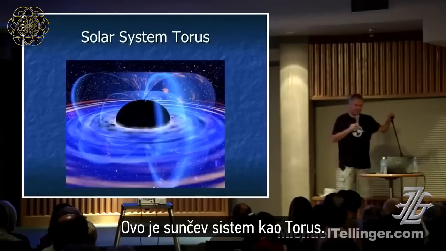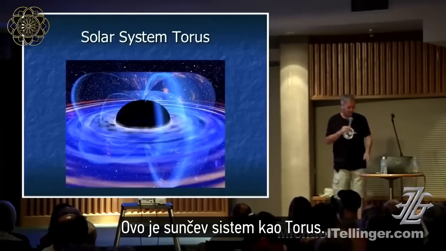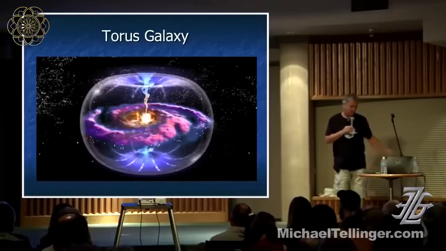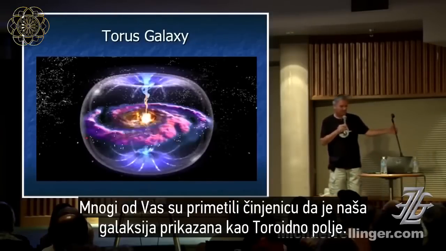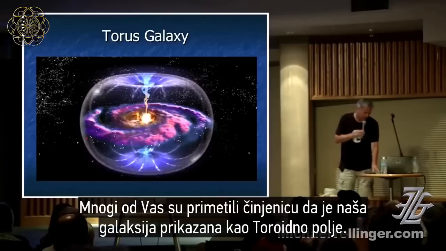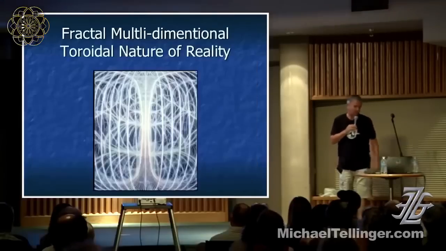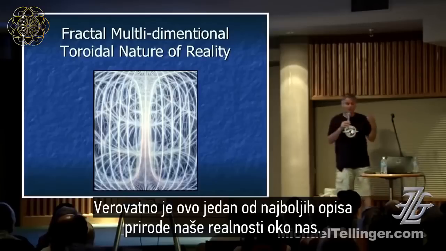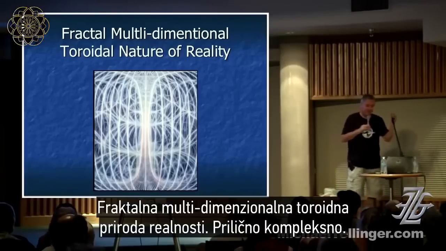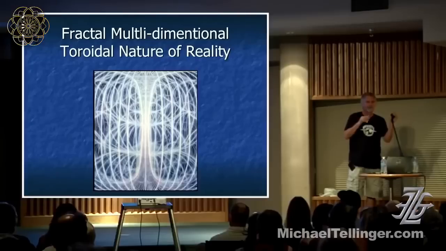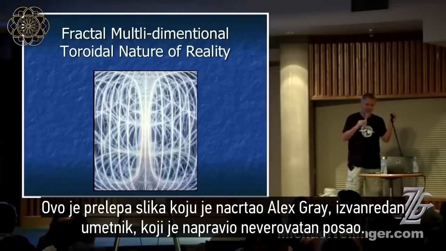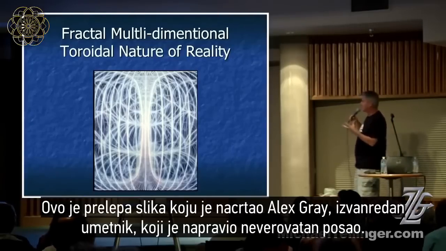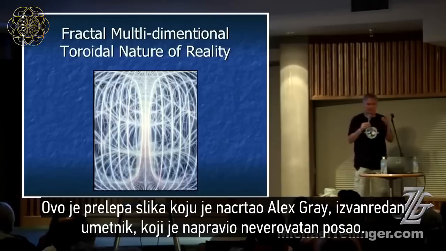Here's the solar system as a torus. And many of you would have seen the fact that our galaxy has been shown to be a toroidal field. And so it goes. So I guess this is probably one of the best descriptions of the nature of our reality and around us. The fractal, multidimensional, toroidal nature of reality. That's a mouthful. But this is a beautiful image drawn by Alex Gray, who's just a spectacular artist that has done incredible work. And this just blows me away.